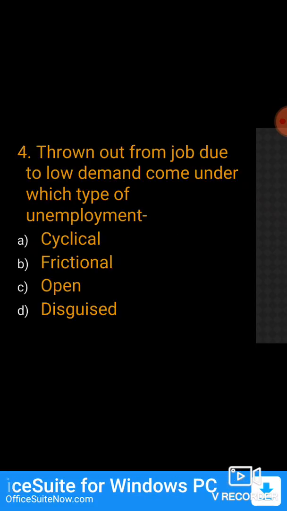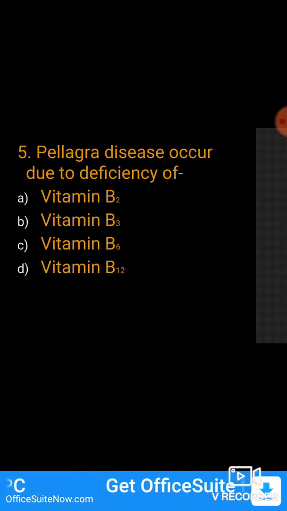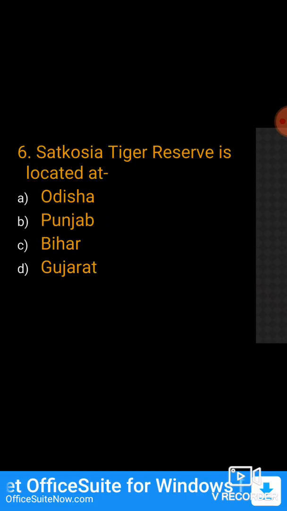Fourth question is thrown out from job due to low demand come under which type of unemployment? So answer is cyclical. Correct option is A part. Fifth question is pellagra disease occur due to deficiency of. So answer is vitamin B3. Correct option is B part. Sixth question is Satkosia Tiger Reserve is located at. So answer is Odisha. Correct option is A part.